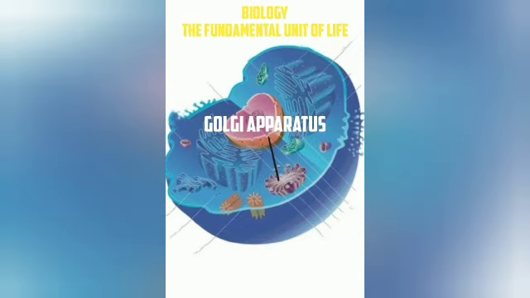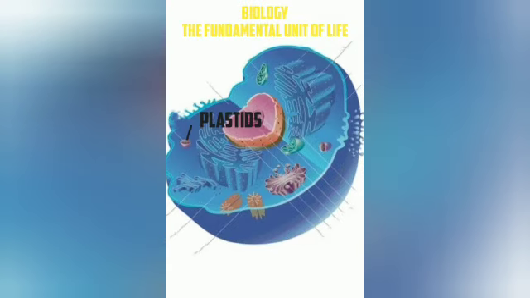Camillo Golgi discovered Golgi apparatus. In plant cells, it is known as dictyosomes. It helps in formation of lysosomes. Lysosomes are suicidal bags of a cell. It forms the waste disposal of the cell. Lysosomes contain digestive enzymes.